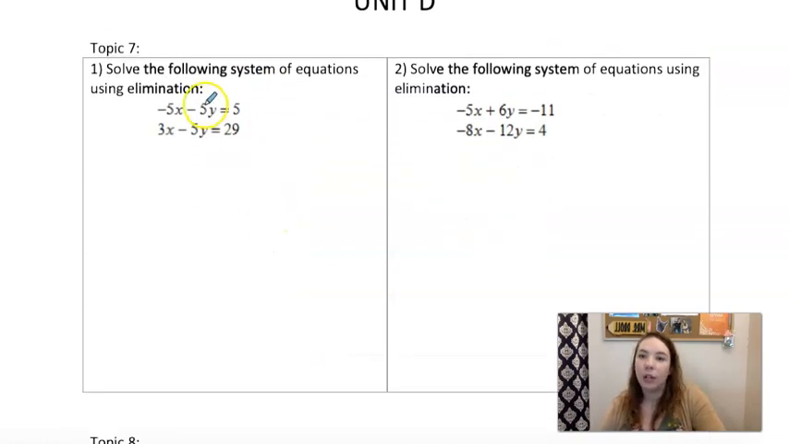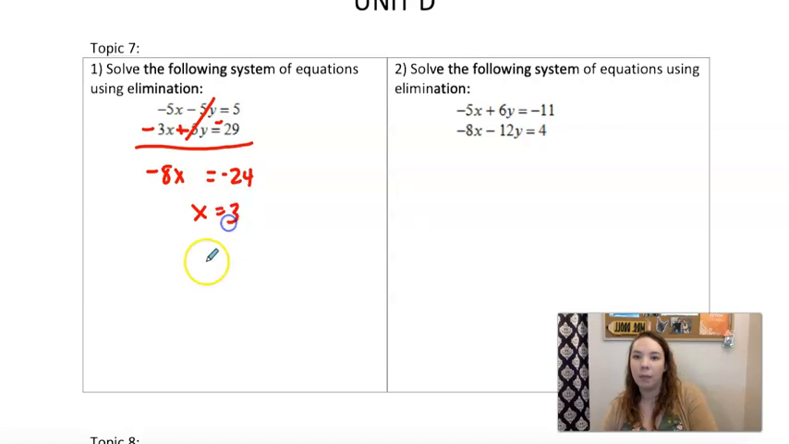Here it is very close to canceling out right away, but the signs are both negative and you need one positive and one negative. So I'm going to change all of the signs in this third one, and as long as you change all of the signs, you should be good. And so now those will cancel, and I get negative 8x equals negative 24, which will make x 3.